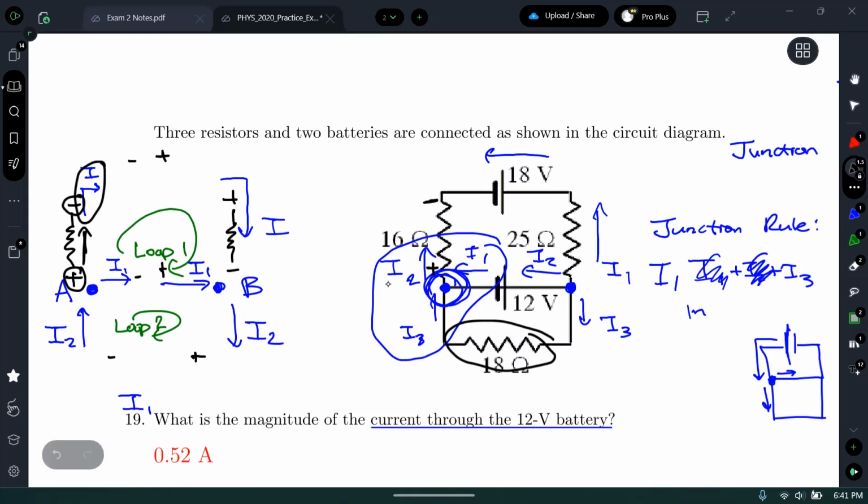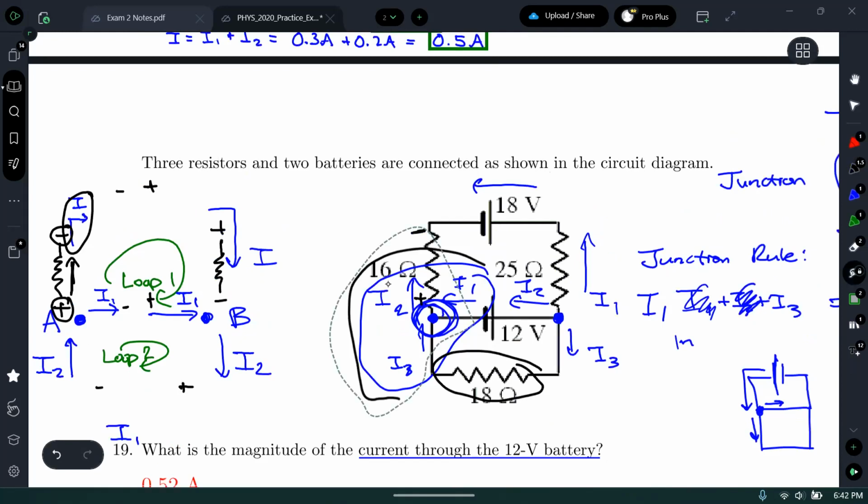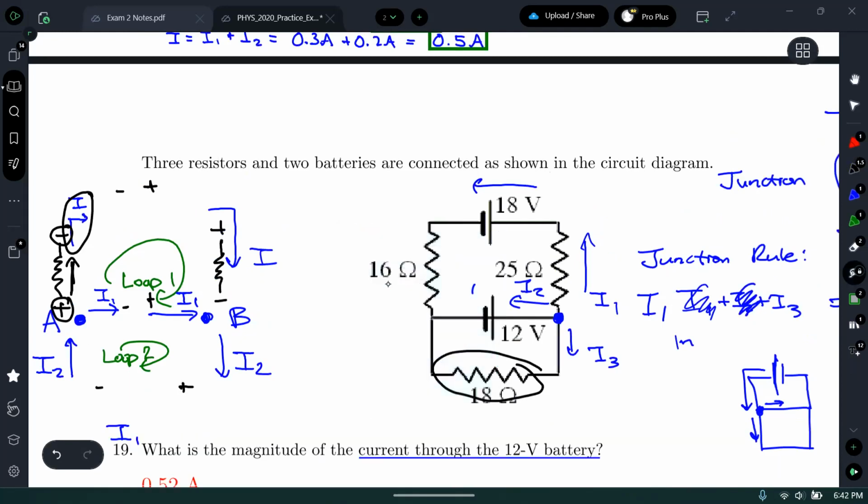Where's one I did different? Oh, I had this flipped over before. Let's go back to saying I2 was going into the junction. I'll clear this out first. Okay, so I had this was I2, this was I1, and then this I called I3.